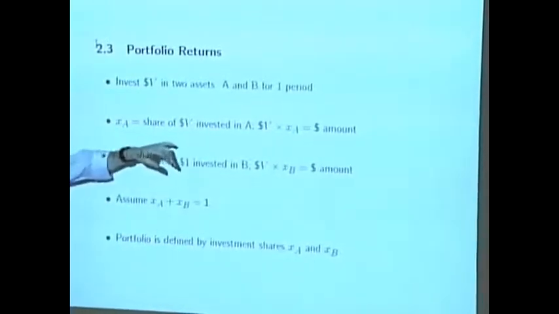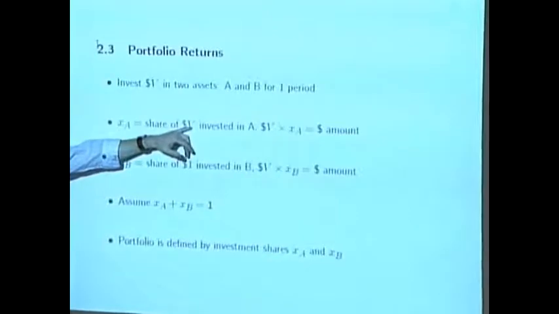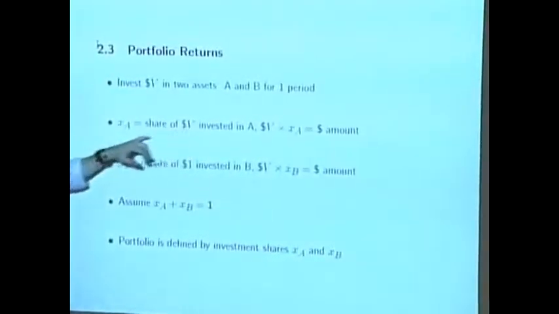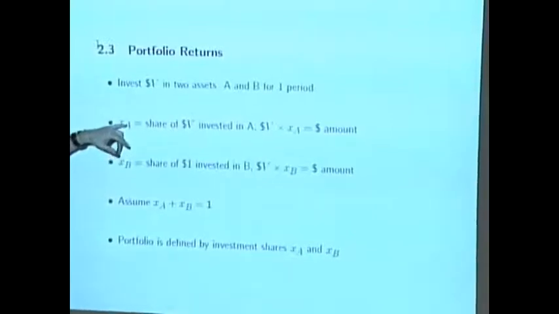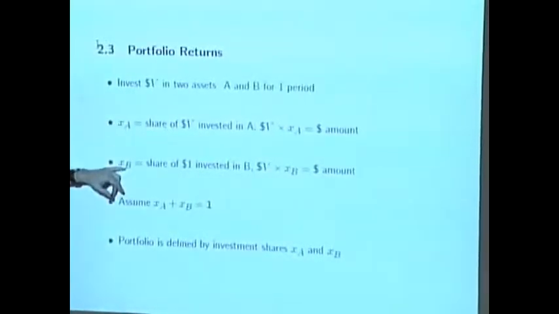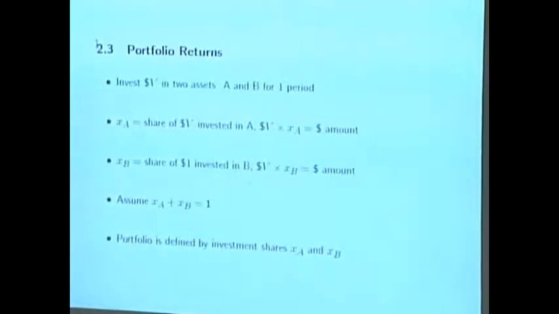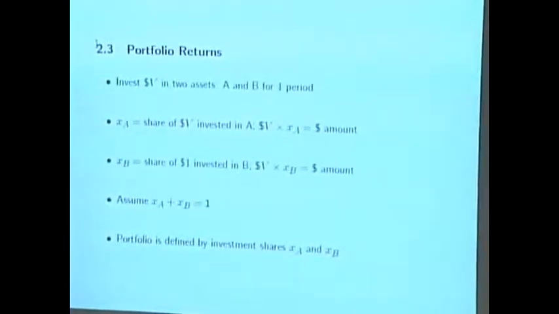If we put $100 in Amazon, 100 divided by 1,000 would be 10%, then XA would be 10%, and then XB would be 90%. So these portfolio shares just tell us from a percentage point of view what is the fraction of our wealth invested in the different securities.